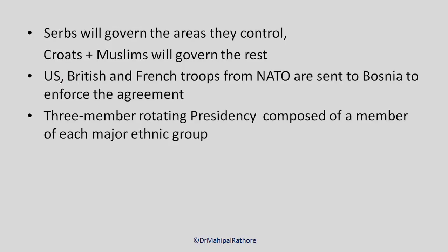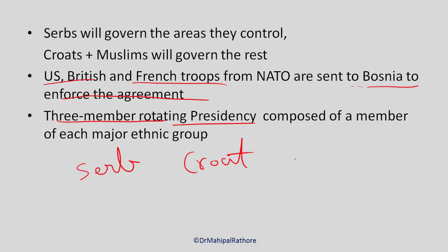After this Dayton Accords, the US, British and French troops from NATO were sent to Bosnia to enforce this agreement so that no more fighting takes place. All the NATO troops went and stayed there for 4-5 years. They were there for almost 5 years. And there was a 3-member rotating presidency system. So it will be a Serb president, the next president will be a Croat, and then the president will be a Bosniak. So this rotating system, just like Yugoslavia in the 1980s, was brought here as well, so that every ethnicity gets a chance at the central government. Everyone becomes a president.